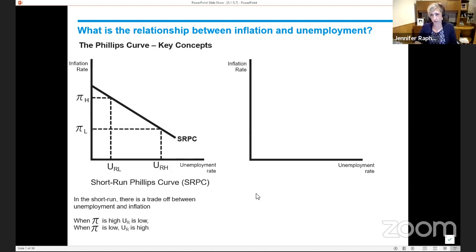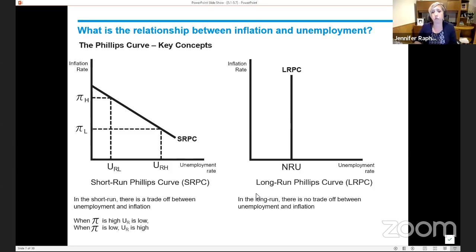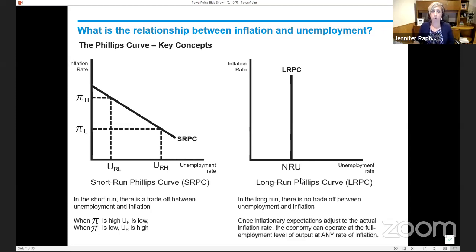Now, in the long run, however, we know that there is no trade-off between unemployment and inflation. So we graph that relationship as a vertical line. The long run Phillips curve is vertical at the natural rate of unemployment, which is sometimes referred to as the non-accelerating inflation rate of unemployment. So the short run Phillips curve is downward sloping, and the long run Phillips curve is a vertical line. What the long run Phillips curve tells us is that once inflationary expectations adjust to meet the actual rate of inflation, the economy can operate at full employment levels of output and at the natural rate of unemployment at any rate of inflation.